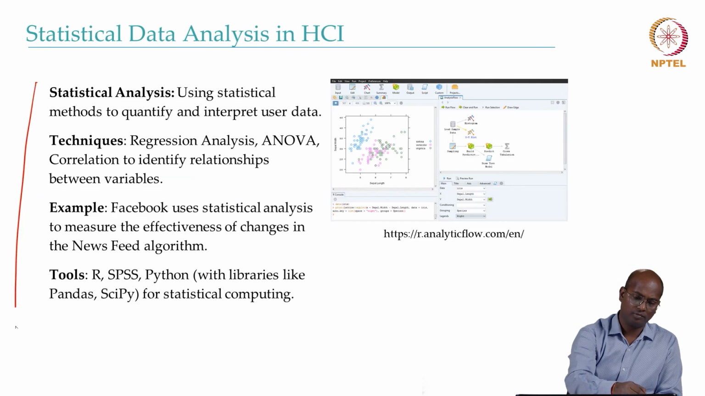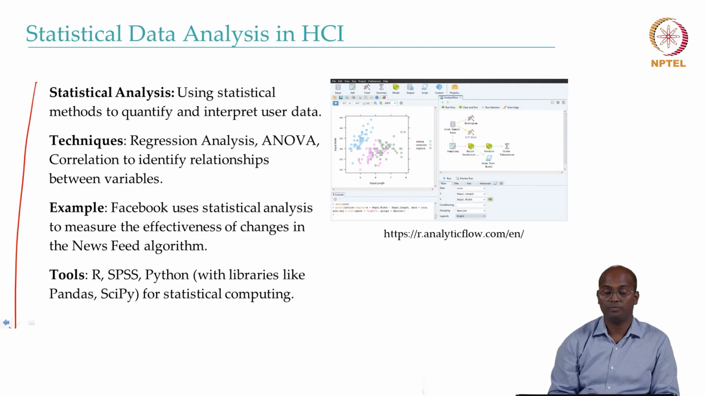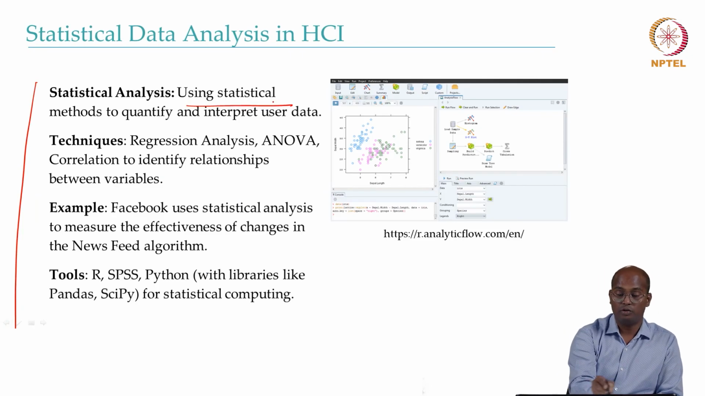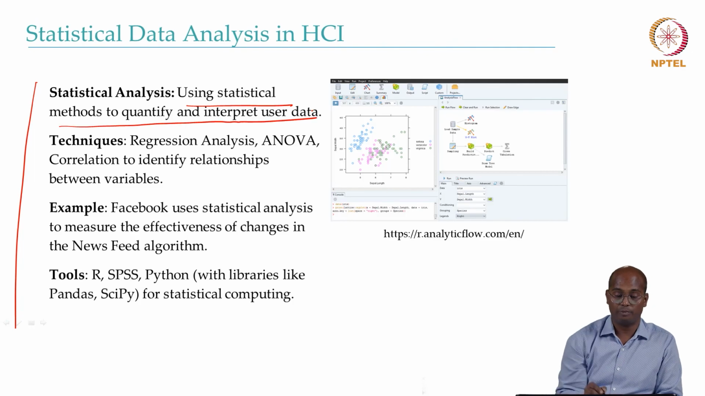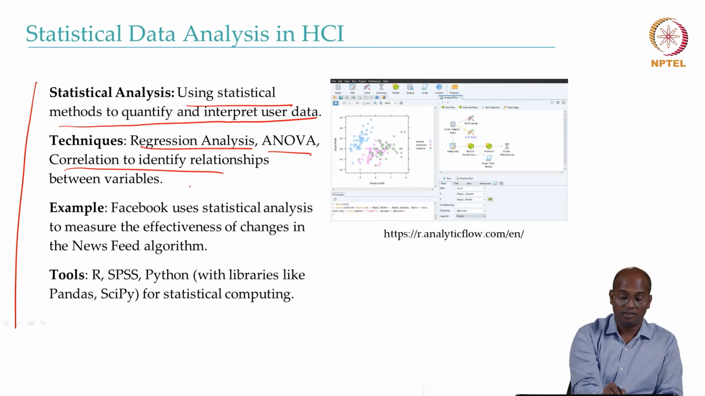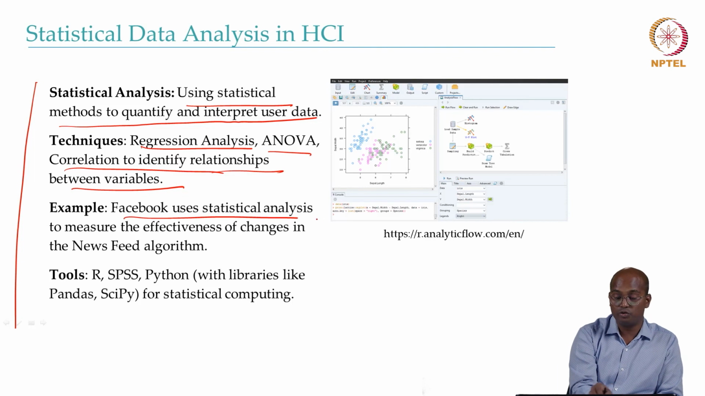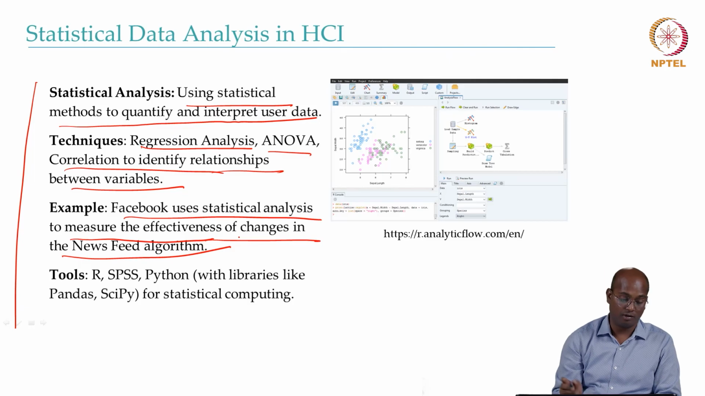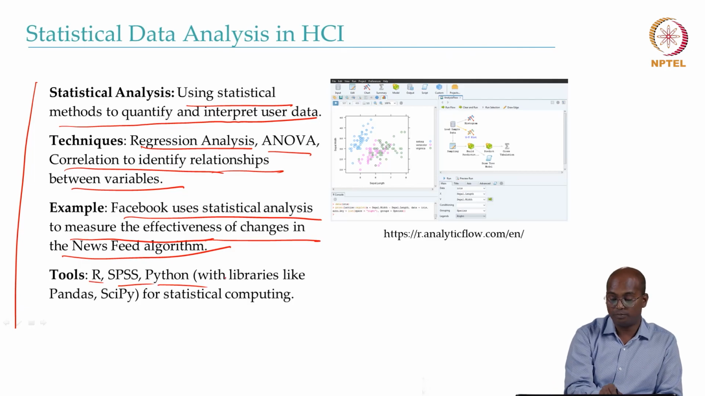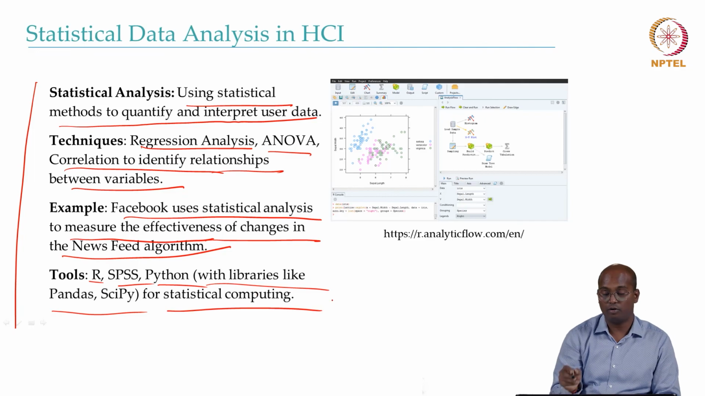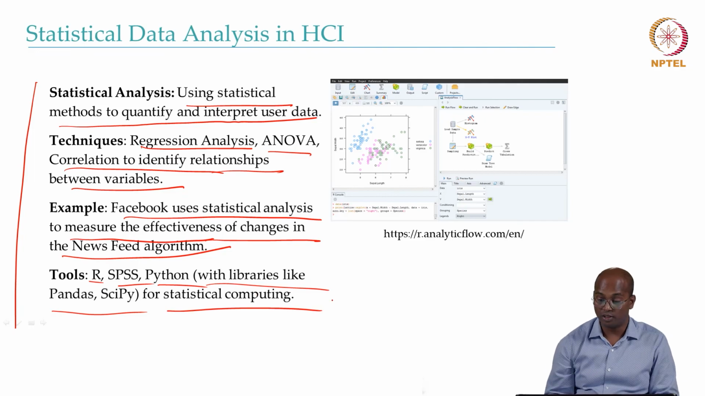There are also several statistical data analysis tools available, using statistical methods to quantify and interpret user data. It can perform regression analysis, ANOVA, t-tests, and many others to identify the relation between different variables you have in your research. For example, Facebook uses statistical analysis to measure the effectiveness of a change in the newsfeed algorithm, and so on. R, SPSS, and Python, with libraries like Pandas and SciPy, are used for statistical computing.